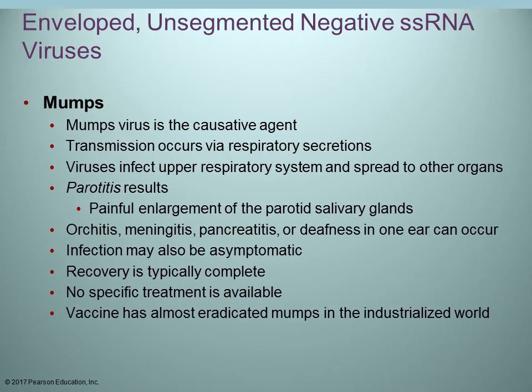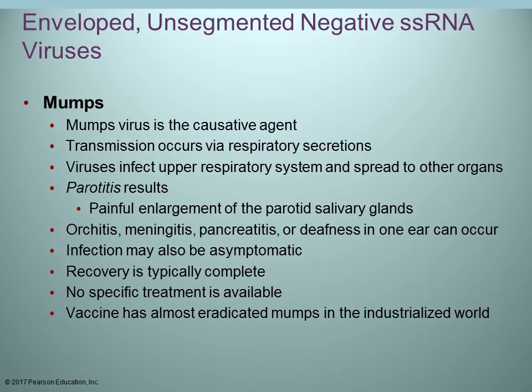Mumps. Mumps virus is a causative agent. Transmission is usually by respiratory route. The virus, once again, enters that upper respiratory system and then spreads elsewhere in the body. You tend to, with mumps, have what we call parotitis. This is enlargement of the parotid salivary glands, which are located in the jaws in front of the ears. You can have other infections occur, other sites of inflammation occurring. And so for some people, the infection may be asymptomatic.